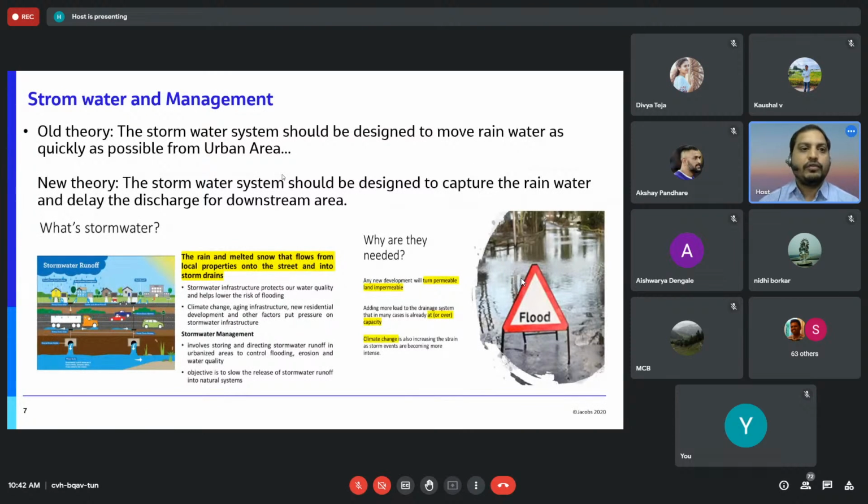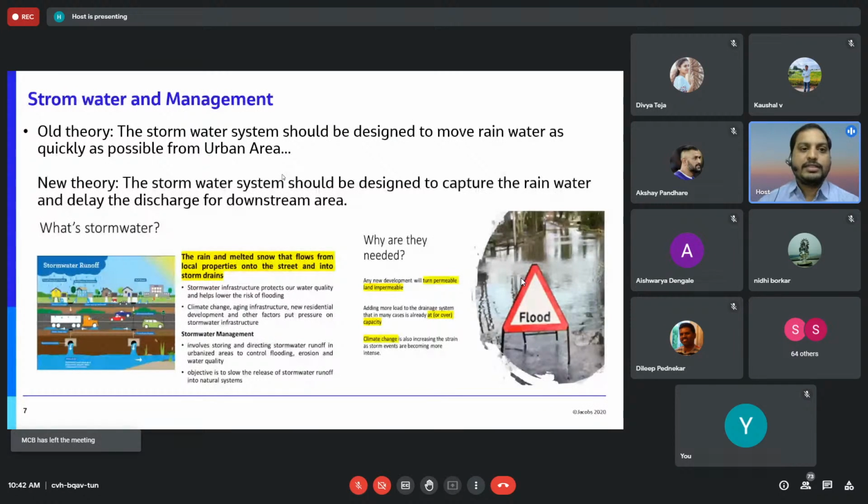But nowadays, with sustainable development, with a new approach, with new technology, with new software, we have a new theory: the stormwater system should be designed to capture the rainwater and delay the discharge to the downstream area. See, this is very important: delay the discharge to the downstream area.